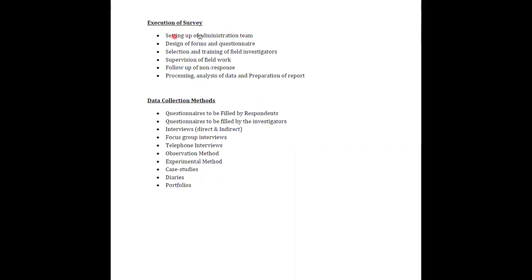Therefore, first thing is you have to set up an administration team, and then you have to design the forms and the questionnaires if it is needed. Suppose that in the example which I have taken for calculation of BMI, I told that you have to measure the height and the weight of the student. But suppose that the majority of the students may know their actual height and weight. In such a situation, rather than wasting time on measuring those things, you can just have a very simple form and just ask them to fill this form.